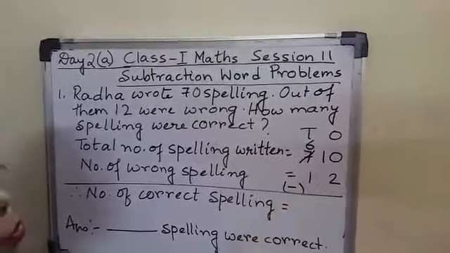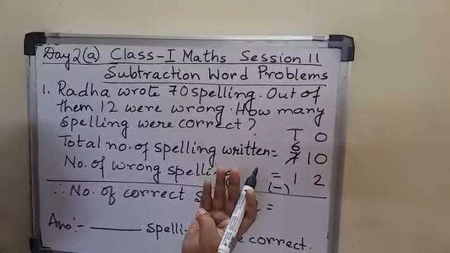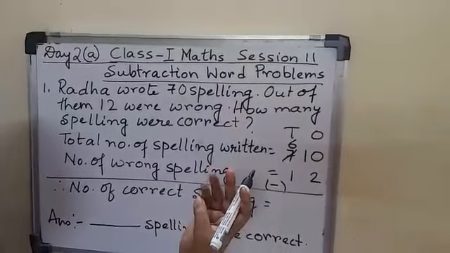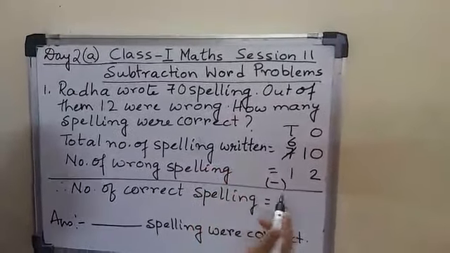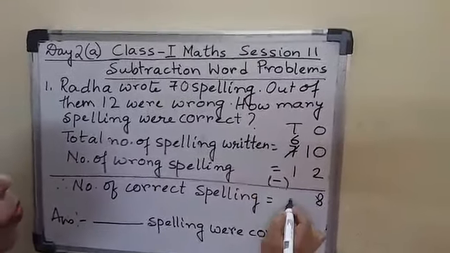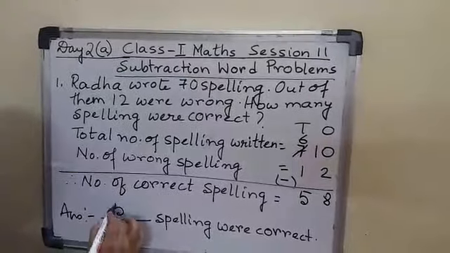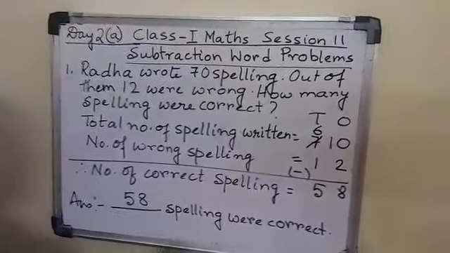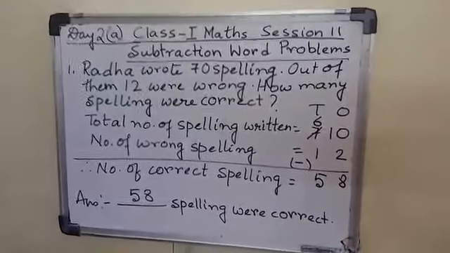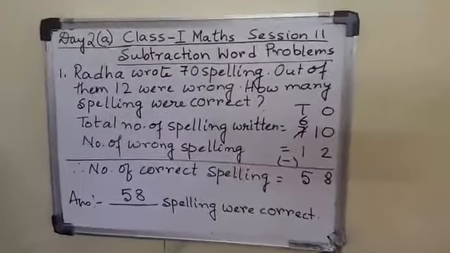10 is greater than 2, so you can subtract 2 from 10. So you subtract, count first, 3, 4, 5, 6, 7, 8, 9, 10. So how many? 8. Now 6 minus 1 equals to 5. So your answer is 58 spelling were correct. So how many spelling were correct? 58 spelling were correct.